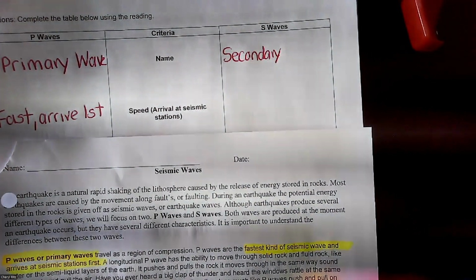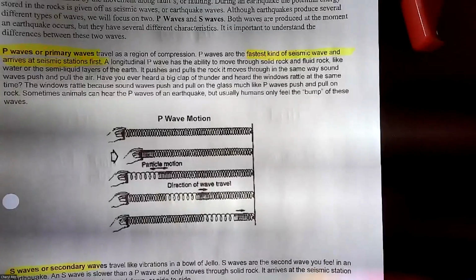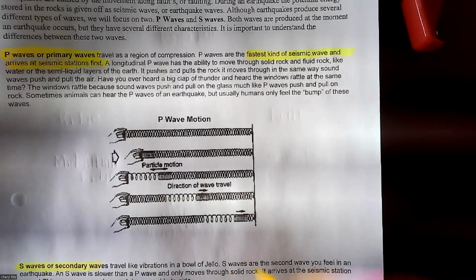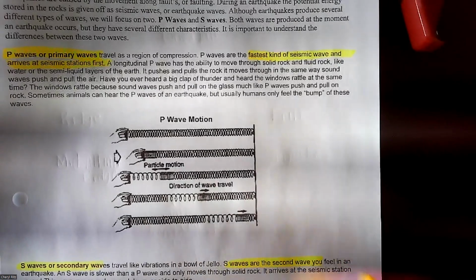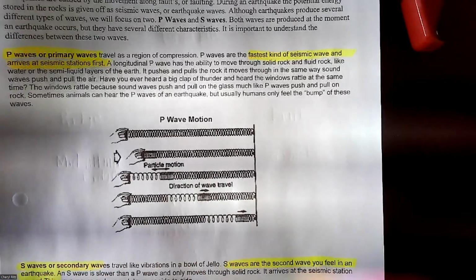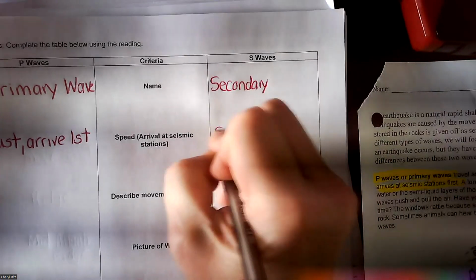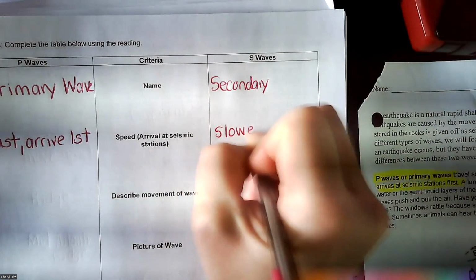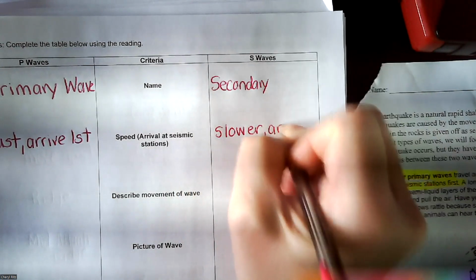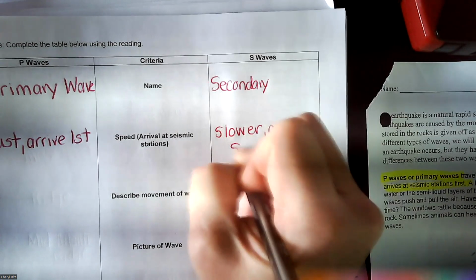And then how about the S waves? So S waves are the second wave you feel in an earthquake. An S wave is slower than a P wave. So S waves are slower, which means they arrive second.